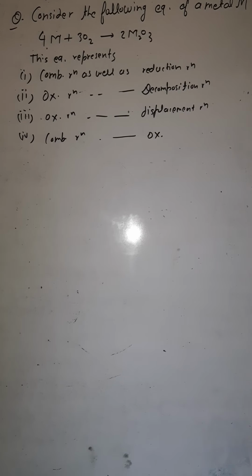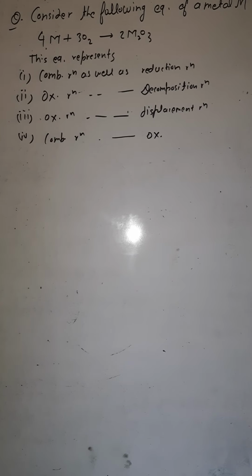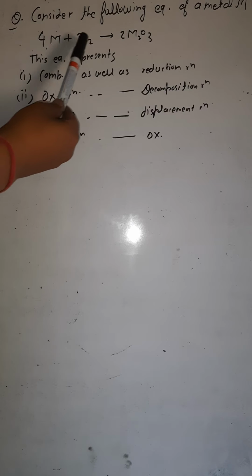So, hello dear students. Now we would be moving ahead in this chapter, that is chemical reactions and equations. So, some questions I have today for you. And the question number first is, you can see on the board here. Consider the following equation of a metal M, and this is the equation: 4M + 3O2 gives 2M2O3.